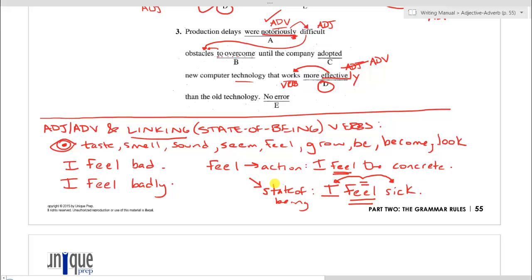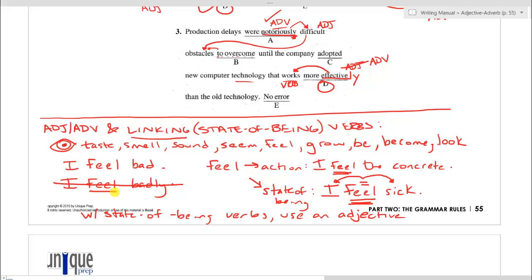And the rule here is this. When you have a state of being verb that is actually being used as a state of being verb rather than an action verb, you need to use the adjective. So you might want to write down, with state of being, use an adjective, not an adverb. So for instance, I feel bad versus I feel badly. A lot of students will say I feel badly is correct when in fact that is not correct. The only time that you would say I feel badly is if this was an action.